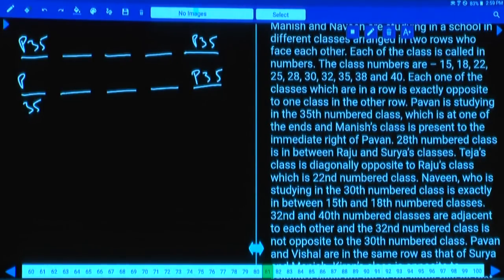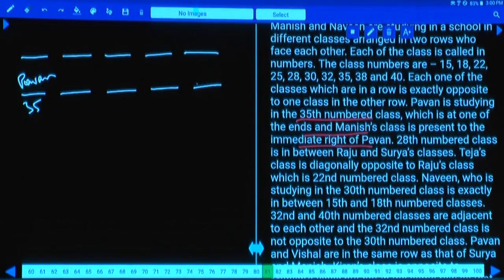4 possibilities. Out of these 4, Pawan is studying in the 35th numbered class, which is at one of the ends, and Manish class is present to the immediate right of Pawan. Manish is to the immediate right of Pawan. Pawan cannot be at this place. Are you agreeing this one or not? If Pawan is here, immediate right is not possible. Again, if Pawan is here, immediate right is not possible. And so how many possibilities do we have? We are left with 2 possibilities. Either Pawan at this place, that is first case, and Pawan at this place, this is the second case. Done with this? Hence Pawan and 35 must be in these 2.